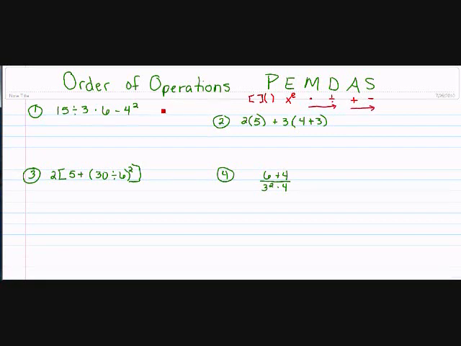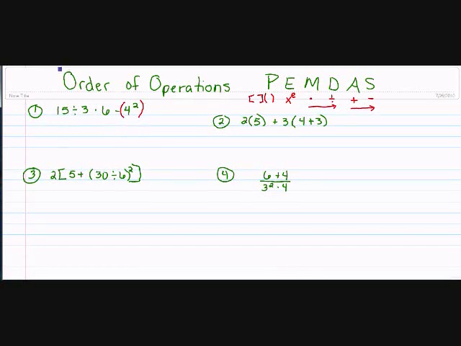Let's take a look at an example. Example number 1. 15 divided by 3 times 6 minus 4 squared. There's no parentheses, so then we take a look and see if there's exponents. And we have the exponent of 4 squared. I'm going to rewrite my problem. I always like to put parentheses around what I'm going to do first if the parentheses don't already exist.